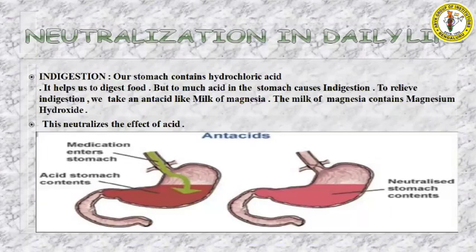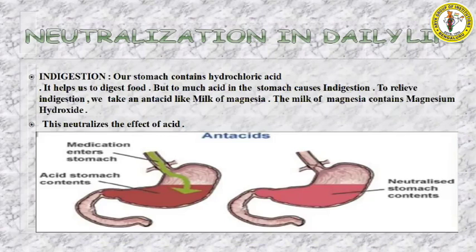Neutralization in daily life. So where do you see neutralization, and how does neutralization help? These are the concepts we are going to understand now. The first one is indigestion. What is indigestion? The food we have eaten is not digested properly in our stomach. That is indigestion. See, our stomach contains hydrochloric acid.